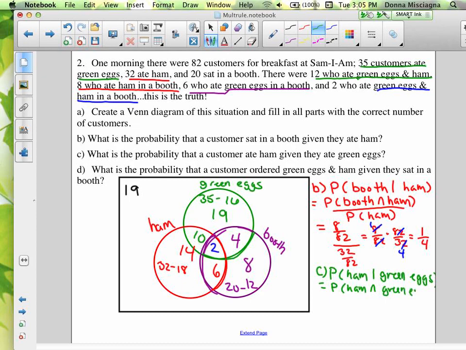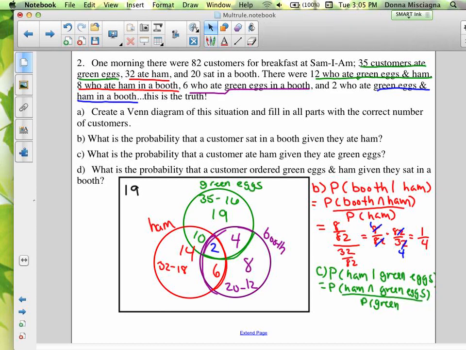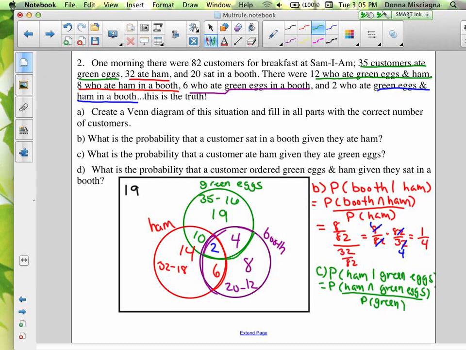Just got distracted for a second. My phone is ringing. Divided by the probability of the green eggs. I'm just going to put green. Maybe if I can I move it over? No. So probability of green it is. You know what I'm talking about.